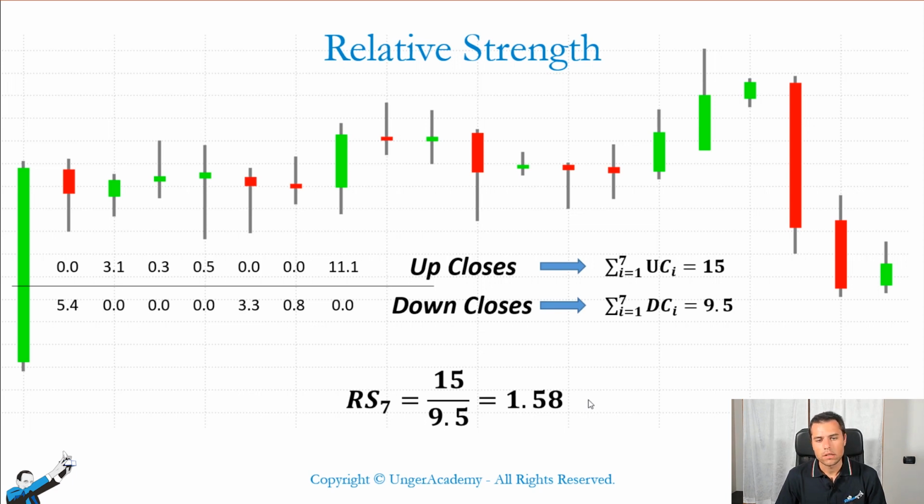Now, this is not really the division of a sum, but rather the division of an average. In fact, we should do 15 divided by 7 divided by 9.5 divided by 7. However, it's pretty obvious that dividing both numerator and denominator by the same number, we end up with the same results. So we can simply consider the sum of the up closes divided by the sum of the down closes.